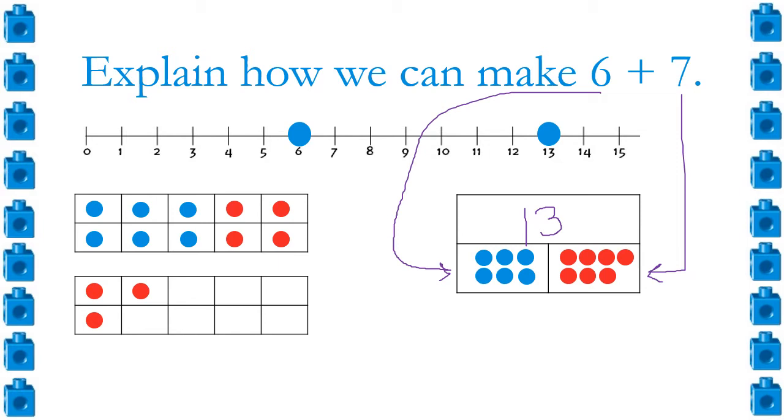So this is how we're using pictures. We can draw all of these things to show that we're right. We don't want to just say, oh, it's right because I know it's right. We have to find a way to show it.